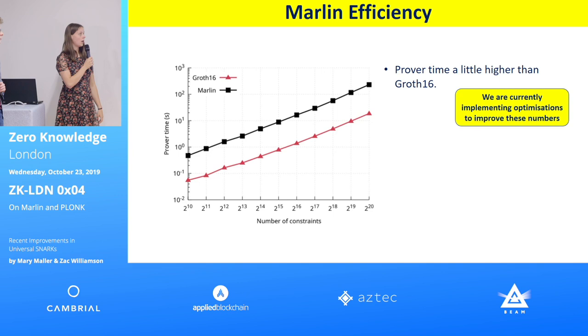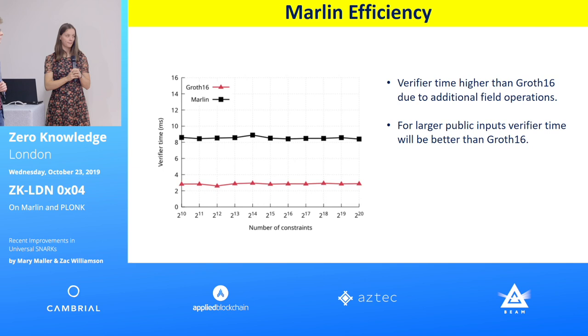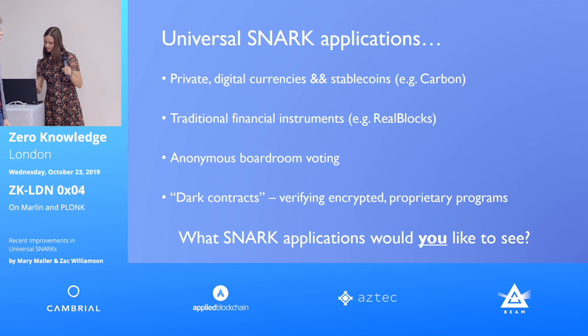In terms of the prover time, it is a bit slower than Groth16. As I said before, we're still not in a position where we can match Groth16, but not overly so. Okay, so likewise with the verifier time, we do get a bit higher costs because we have additional field operations, which you wouldn't be having to do with Groth16.